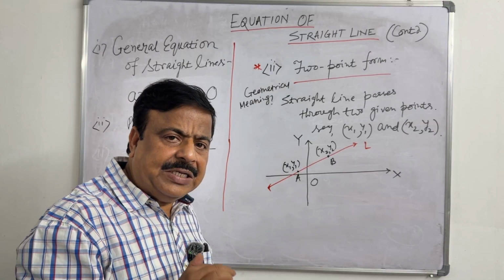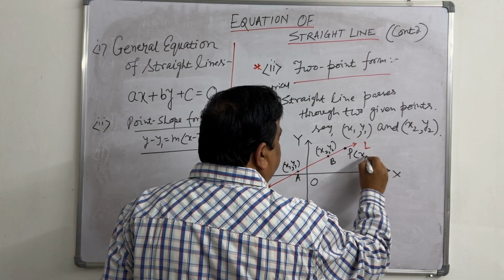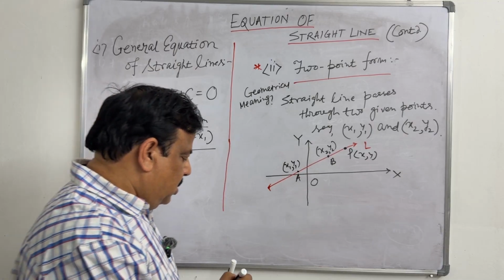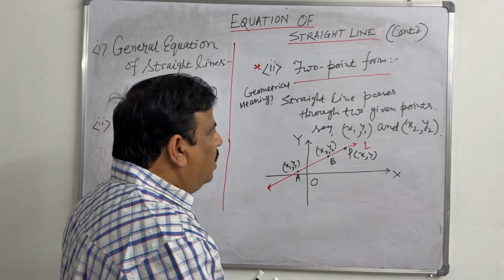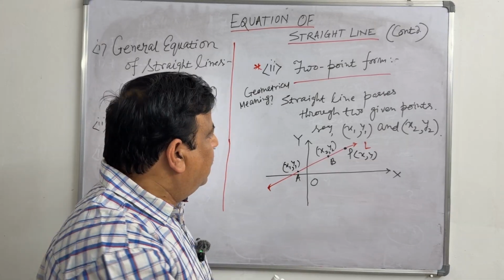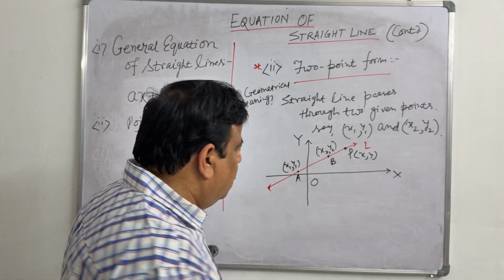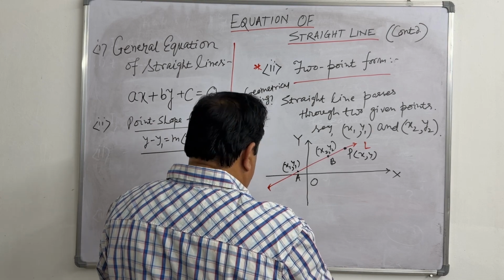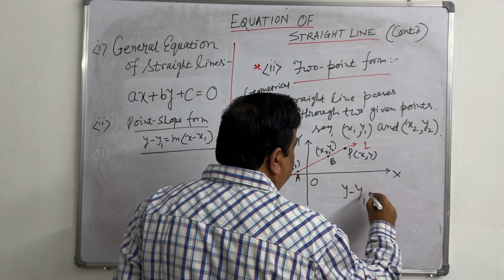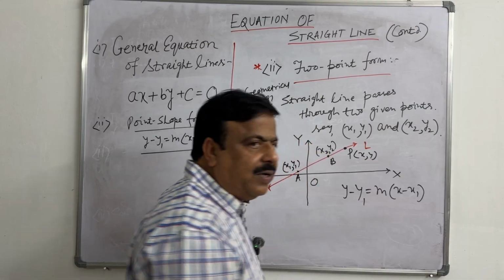Let at any instant of time there be a point P whose coordinate is x, y. Okay. So as I discussed in the previous topic, the point slope form, I can say the equation is y minus y1 is equal to m into x minus x1. Just now I have learned it.